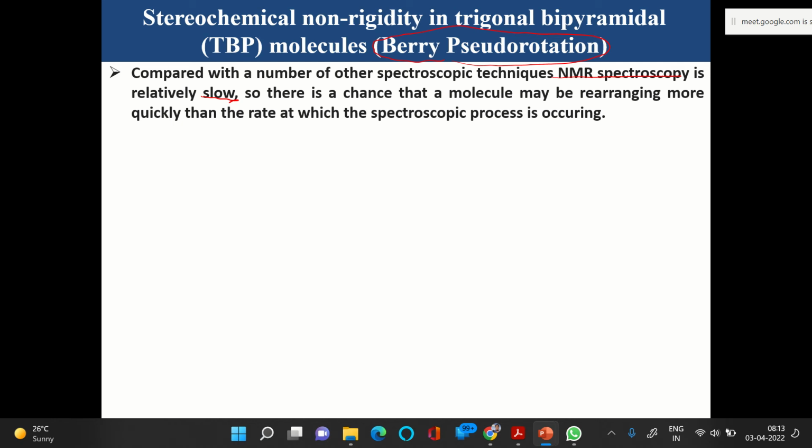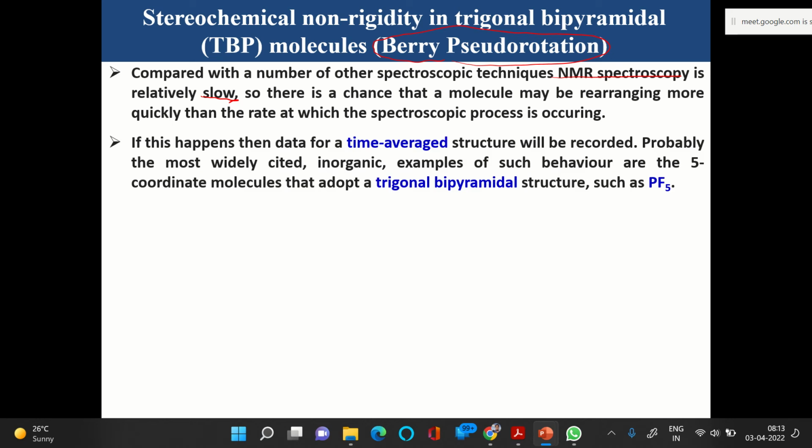And if something is happening much faster than that, say about 10 to the power minus 12 seconds order, picosecond order, then you won't be able to detect that in NMR, because that motion will be so fast that you will get only an average picture. So in NMR you will get a time averaged picture, which will not be able to show the finer differences of the geometry. So this is typically what you will observe in PF5 or any other such compounds.